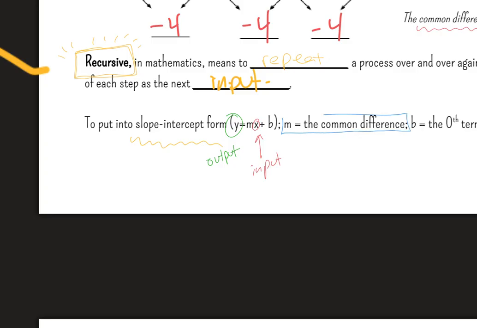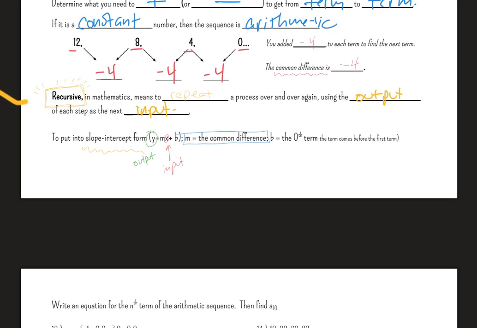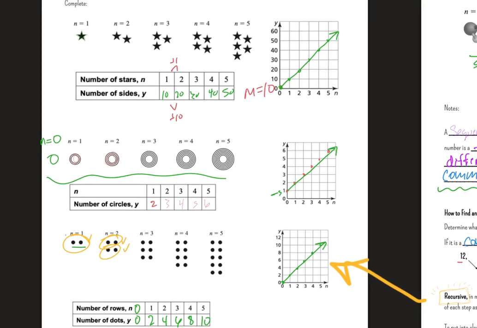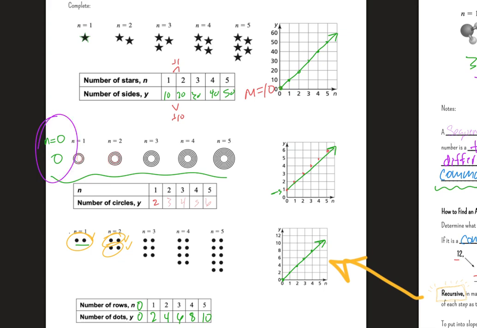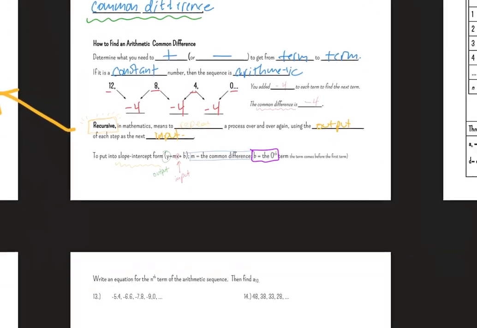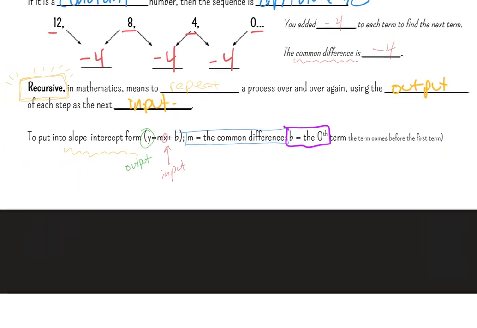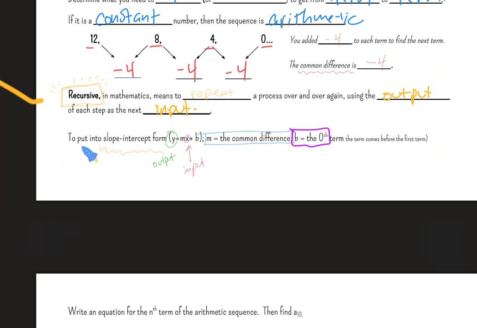M is the common difference, and B is the 0th term, or the y-intercept. And if you're like, wait, 0th term, that sounds familiar. Yes, I talked about it here and here, right? Great. So slide back over here. And then if we were to read this all as one idea, to put into slope-intercept form, y equals mx plus b, the output equals the common difference times the input plus the 0th term, and that's the term that comes before the first term.